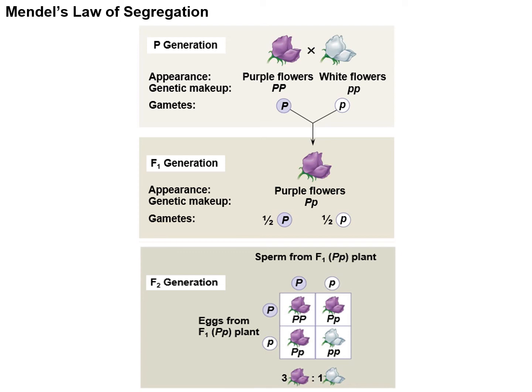Now keep in mind that this is the same thing as saying that there is a 75% chance of getting a purple flowered plant or a 25% chance of getting a white flowered plant when crossing two F1 plants. It does not mean that if 4 plants are produced, that automatically 3 will be purple and 1 will be white.